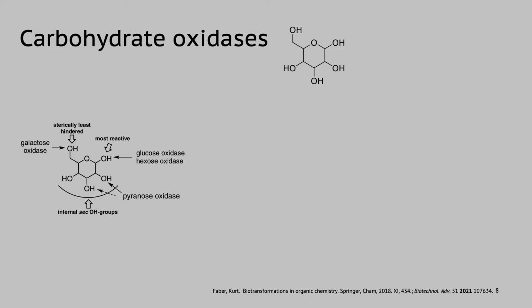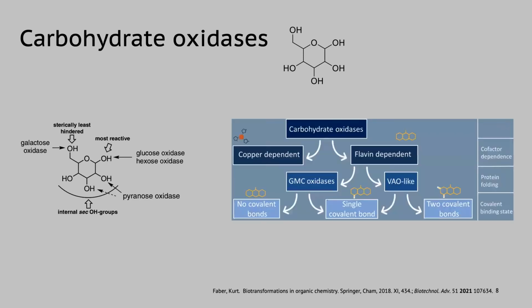Most frequently observed regioselectivities for carbohydrate oxidases are carbon 1, carbon 2, and carbon 6 oxidations. Such regioselectivity is difficult to achieve by chemical means. So several different classes can be distinguished. A first distinction can be made based on the cofactor. So we have the carbohydrate oxidases, and they contain either a copper as redox cofactor or a flavin cofactor.